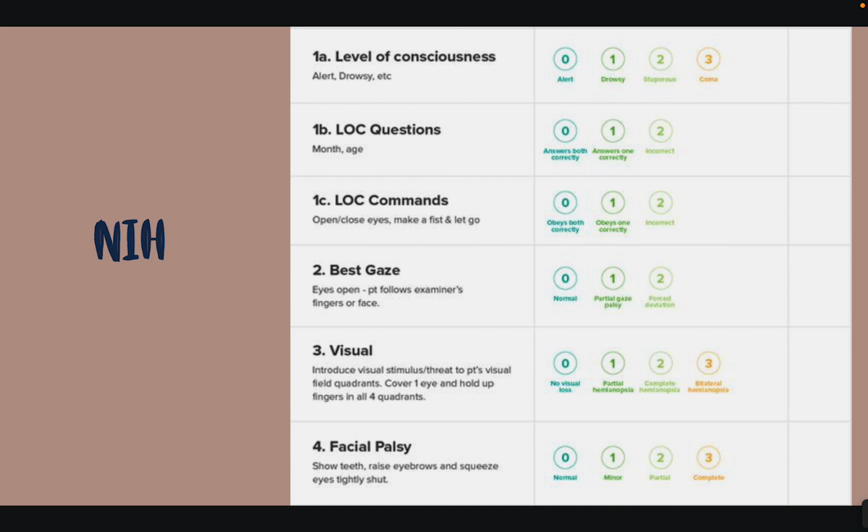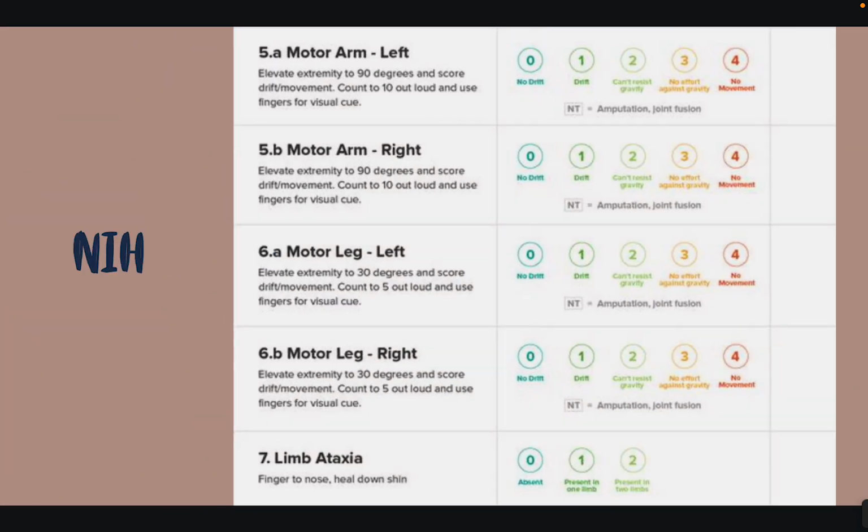Then your facial palsy, can they smile? Can they raise their eyebrows? Can they squeeze their eyes? A lot of the reason we do this as well is because we're trying to rule out Bell's palsy while we're doing the NIH.